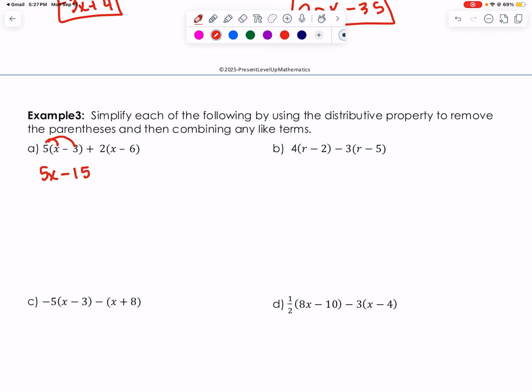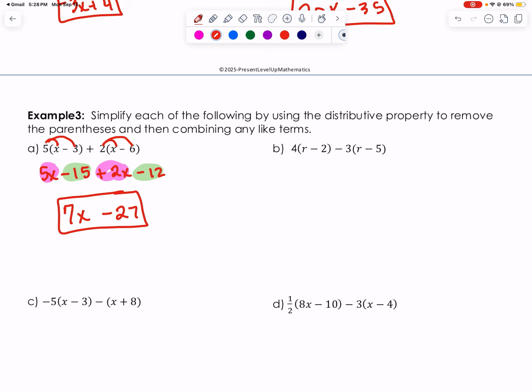5 times negative 3 would give us negative 15. In our second parenthesis, we're going to multiply everything by 2. 2 times x would give us positive 2x. And 2 times negative 6 would give us negative 12. So I'll write that as minus 12. Now we're going to combine like terms. So 5x plus 2x gives me 7x. And then I'm going to combine negative 15 with negative 12 to get negative 27.